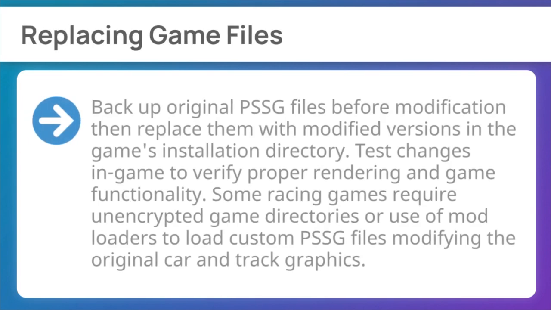Finally, replacing game files. Back up original PSSG files before modification, then replace them with modified versions in the game's installation directory. Test changes in-game to verify proper rendering and game functionality. Some racing games require unencrypted game directories or use of mod loaders to load custom PSSG files, modifying the original car and track graphics.